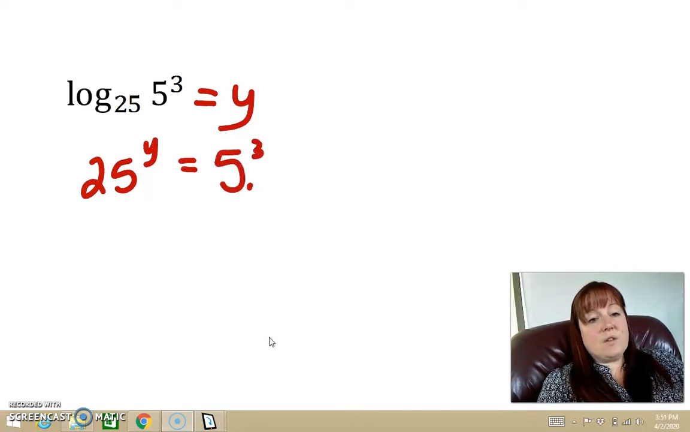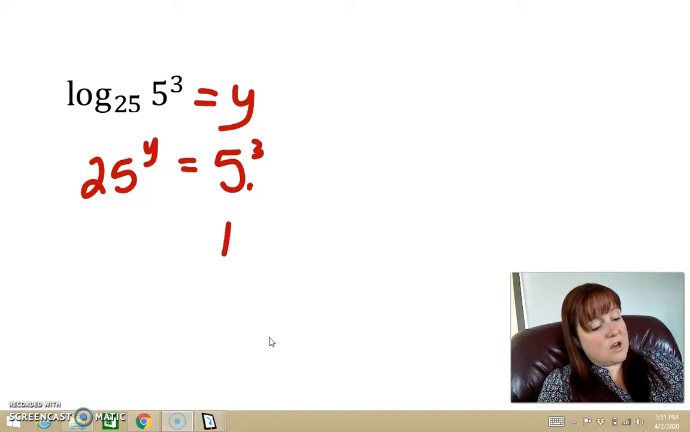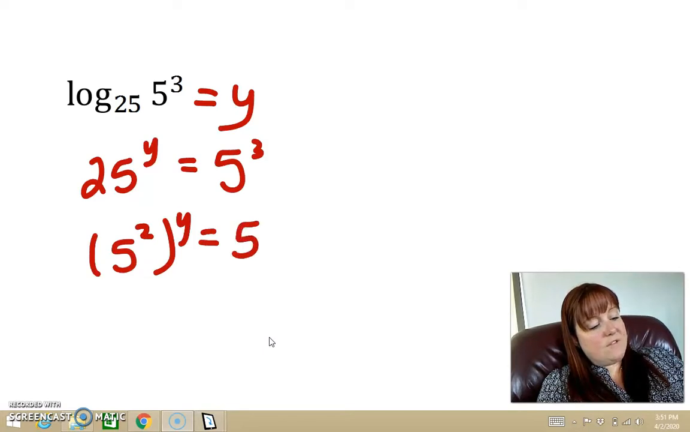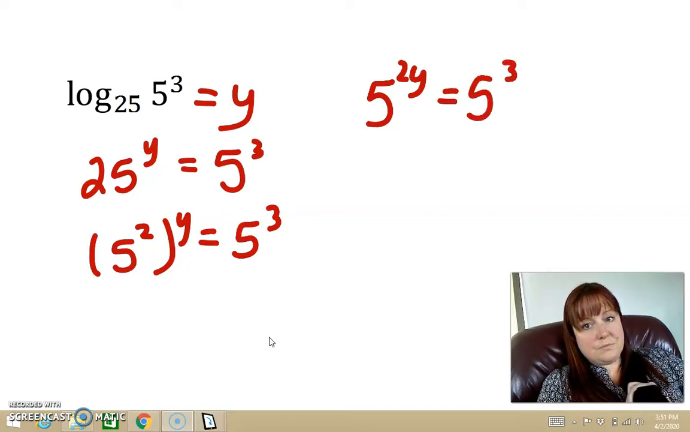So 25 to the y equals 5 to the 3rd. Okay, so 25 to the 3rd is 125. But you know what? Let's not do that. Let's not switch that into there, because these actually almost have common bases, right? Right now, 25 and 5, it's really easy to give them a common base. So let's do that. Let's write this 25 as 5 squared to the y equals 5 cubed. So this is the same as 5 to the 2y equals 5 cubed.